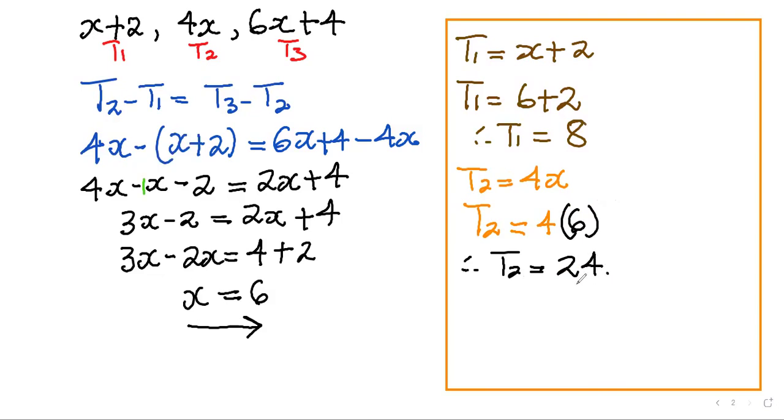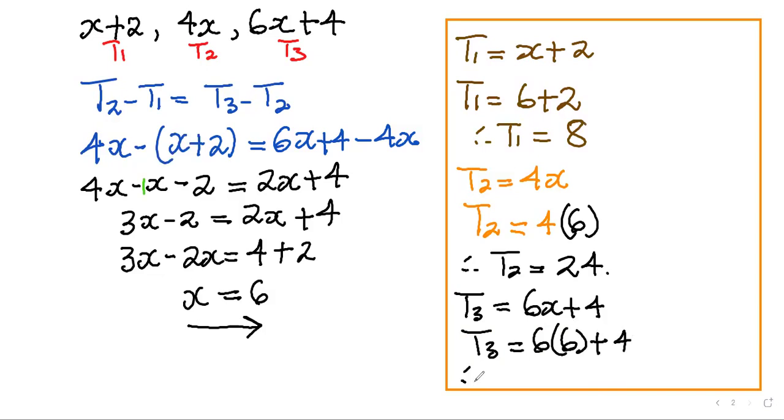All right, 24. Then lastly, our third term, as you can see, you are being given 6x plus 4. You're going to write 6x plus 4. Then T3 is equal to 6 times the value of x, which we got as 6. So you're going to write 6, then plus 4. Therefore, T3 is equal to 6 times 6, which is 36. So that will be 36 plus 4. At the end of the day, we're getting 40.